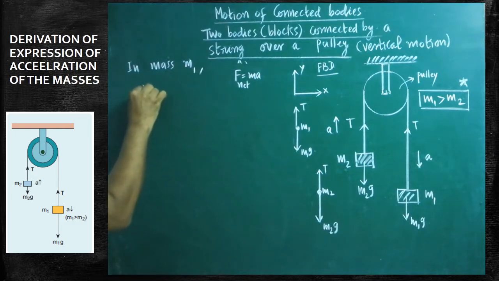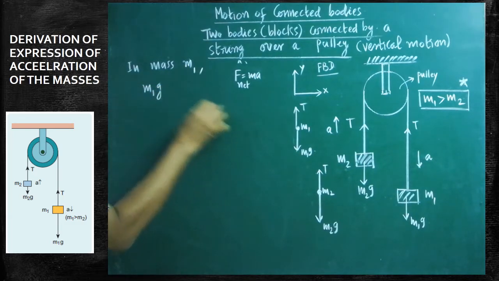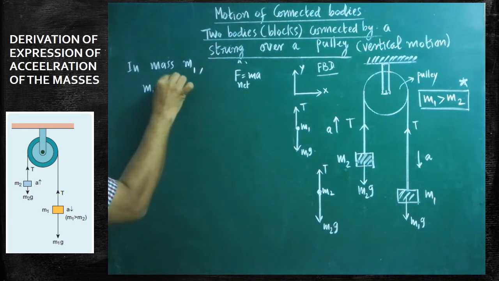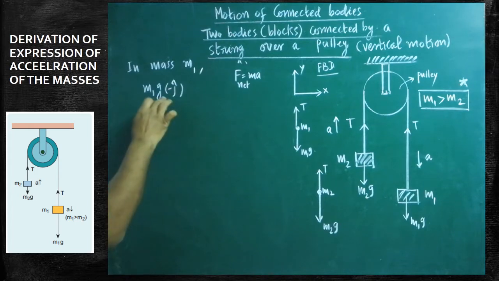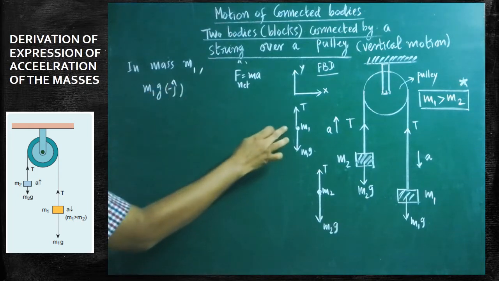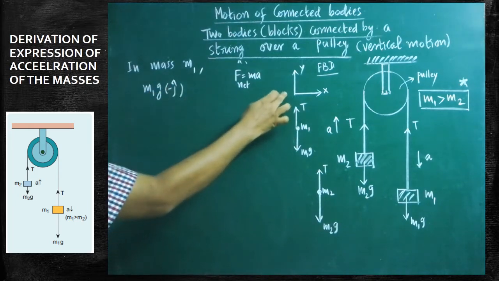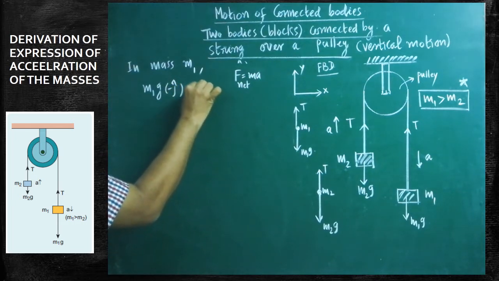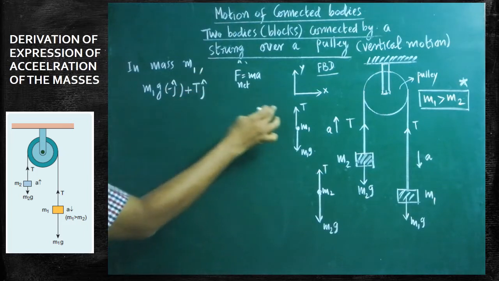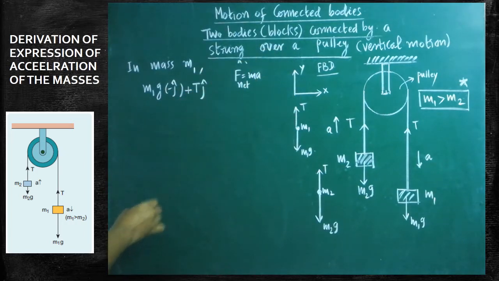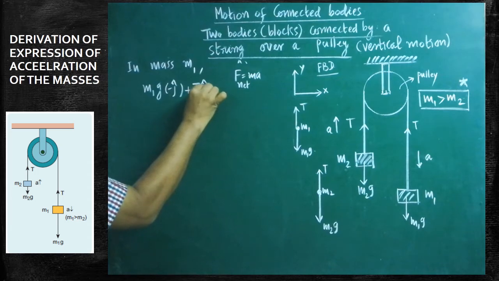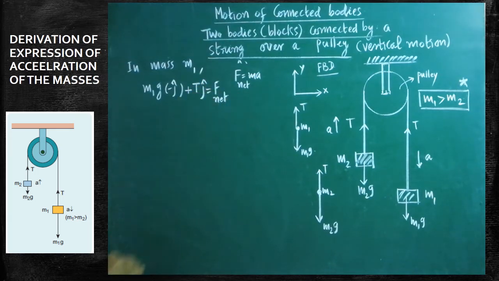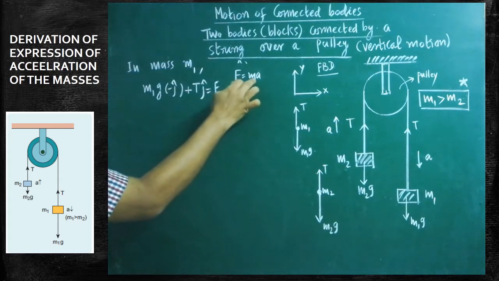Here m1g is acting towards the negative y direction. Therefore, we have to write m1g (−j cap). Tension is acting in the upward direction, that is along the positive y direction, so plus T j cap must be written. If these two forces are added, you will get the net force. Net force can be calculated. This net force formula is already known.